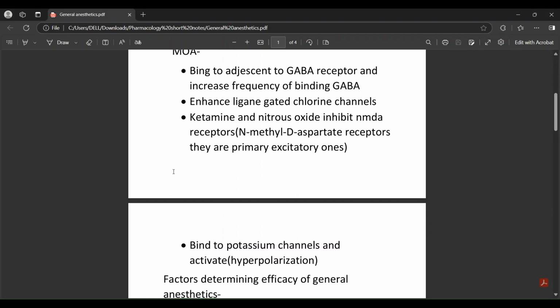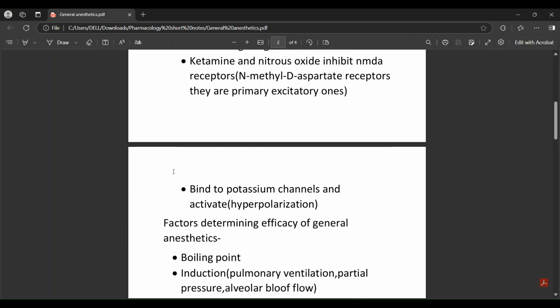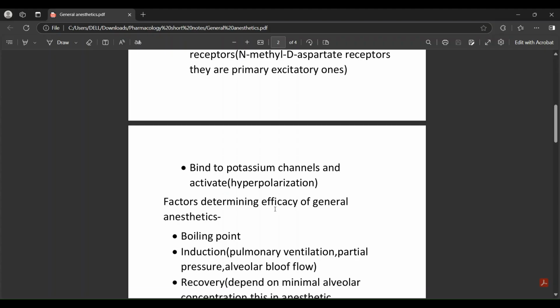And ketamine and nitrous oxide inhibit the NMDA receptor. NMDA means N-methyl D-aspartate receptors. They are primary excitatory receptors. So what ketamine and nitrous oxide primarily do is block these NMDA receptors, and also bind to potassium channels and activate them. When they bind to potassium channels and activate them, it will cause hyperpolarization, and depolarization won't happen again.